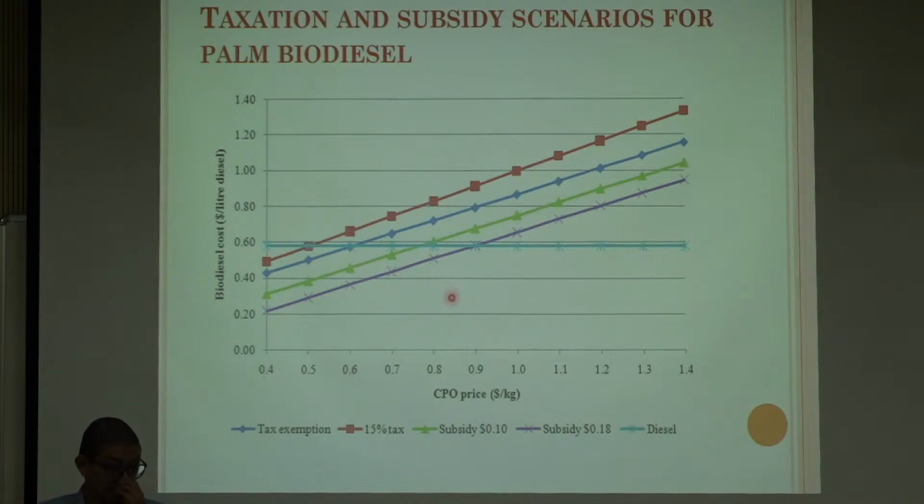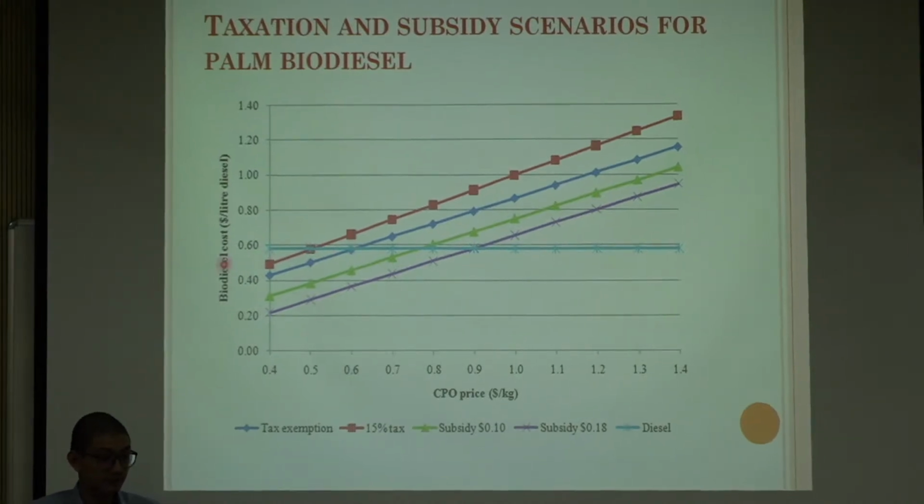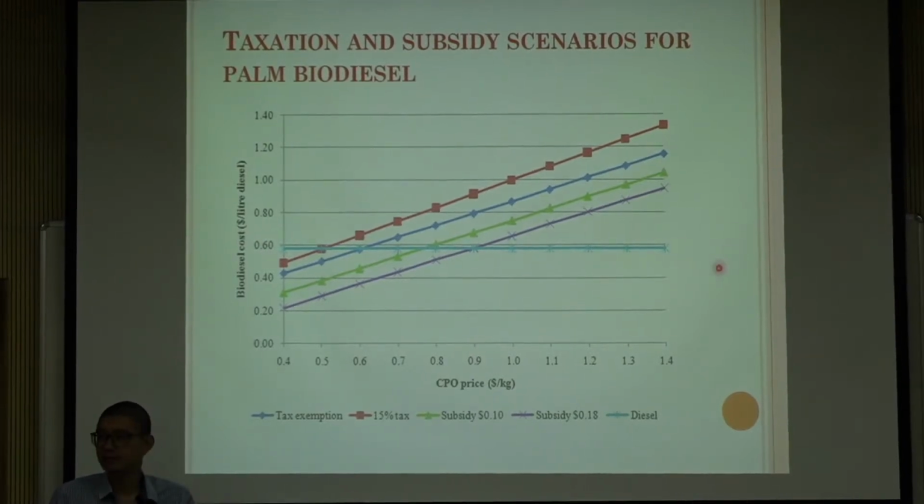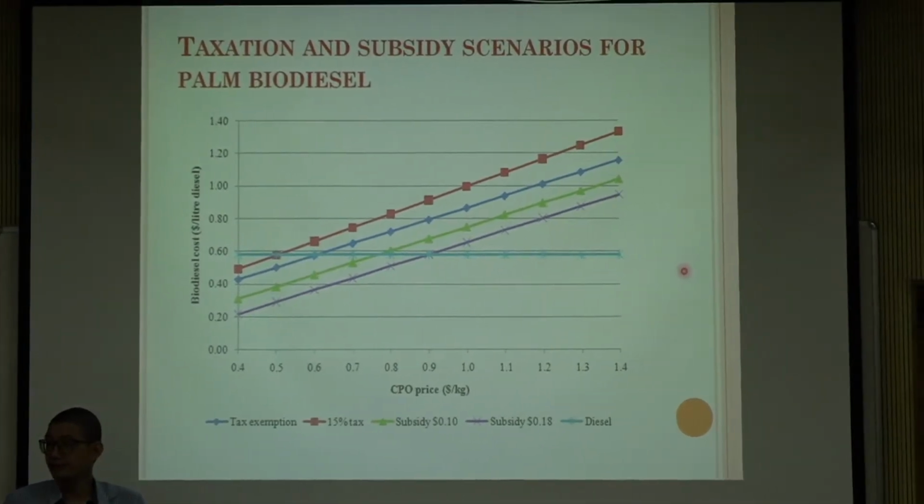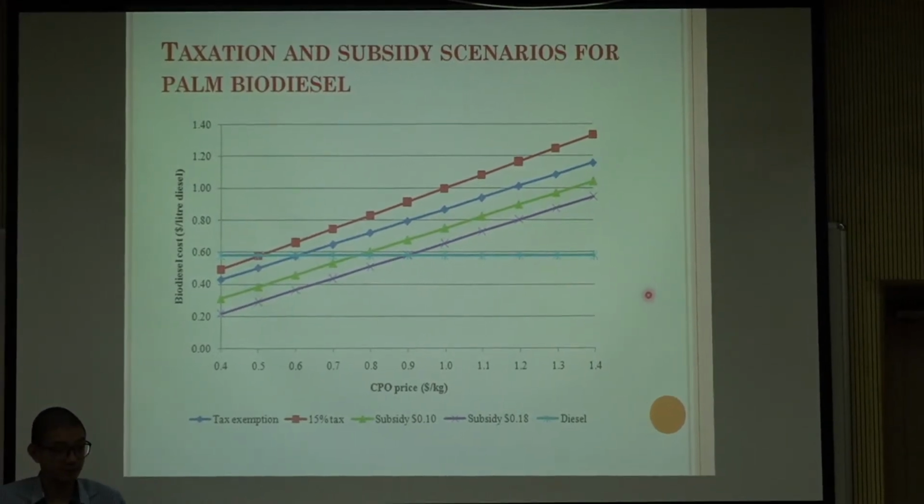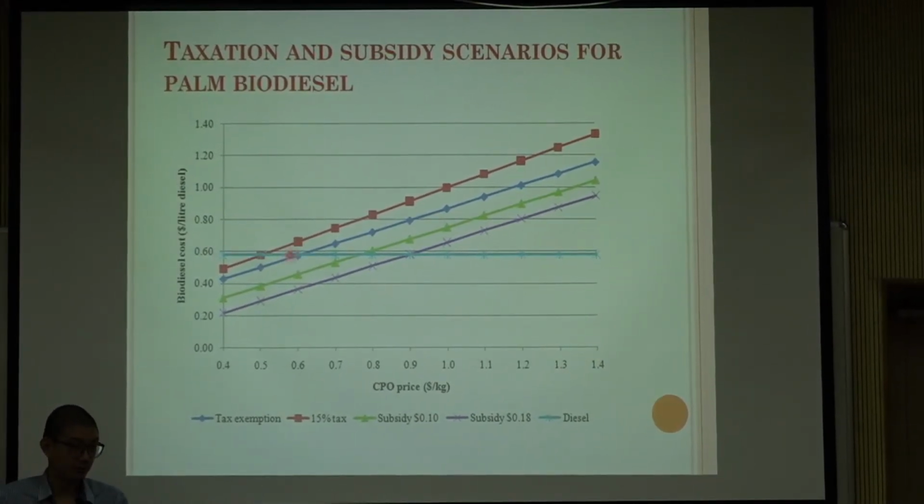So this one, for example, is some of the examples. During that time, our retail diesel price, this is the baseline, is, if not mistaken, 59 cents USD, 59 cents per liter. So that's why this is set.